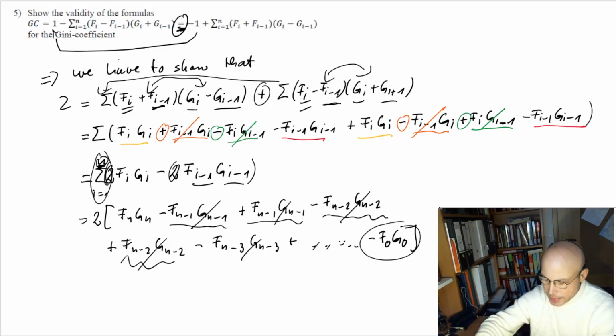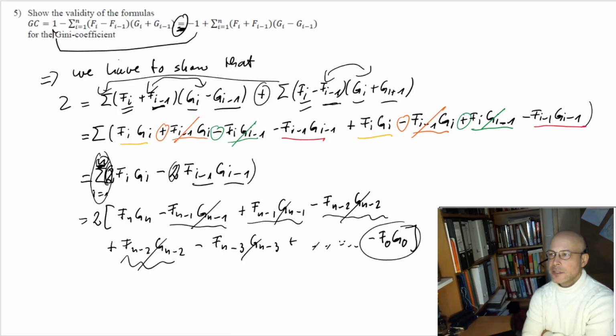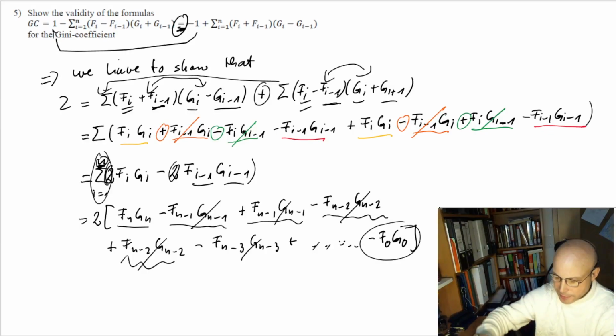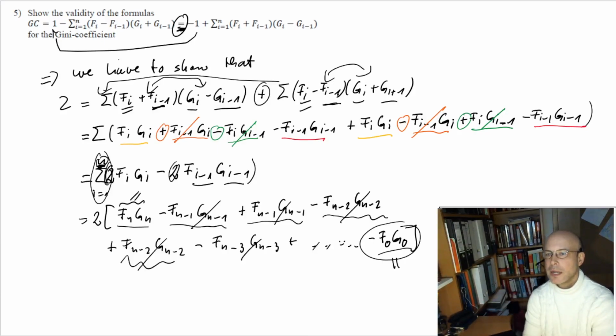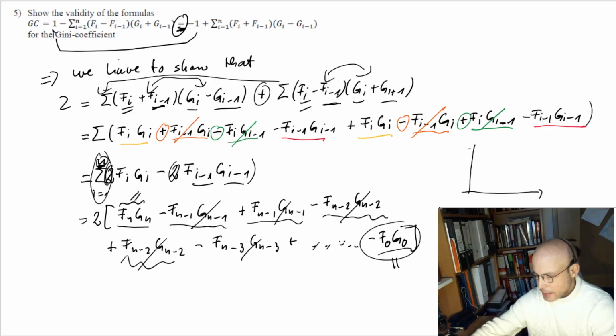So you have seen that here again all these inner products just vanished, and we are left only with f_n g_n and f0 g0. But what kind of numbers are these? Again, we have the last data points at our Lorenz curve.